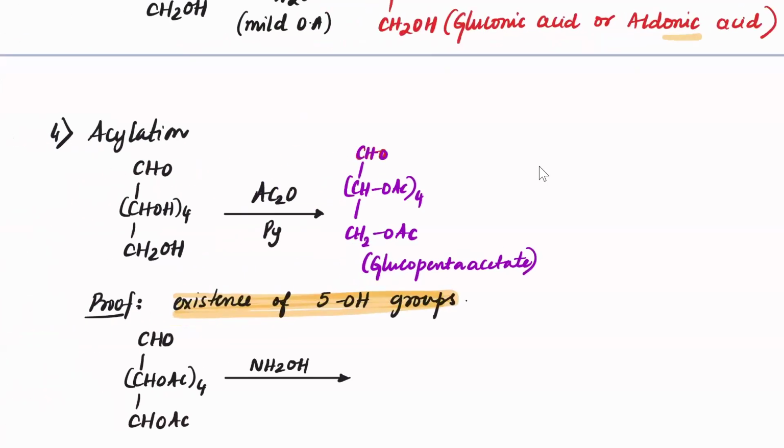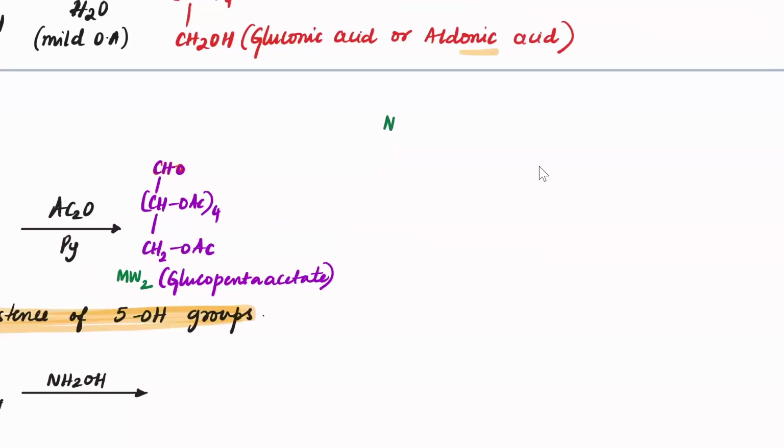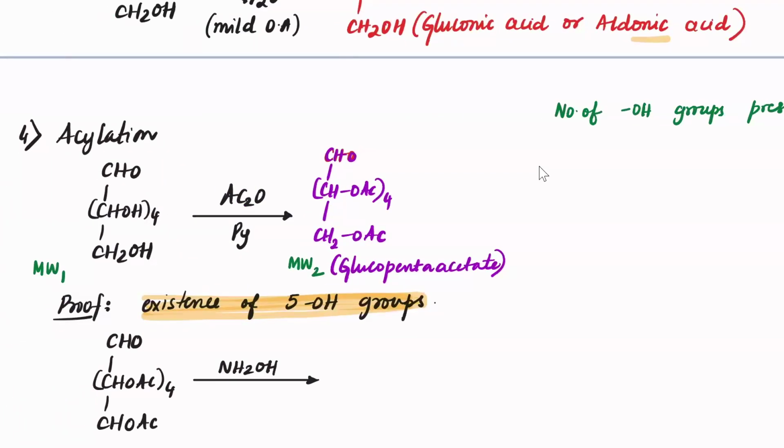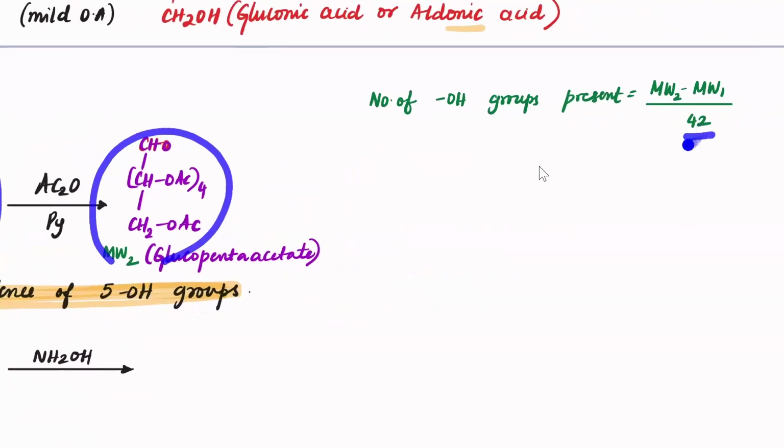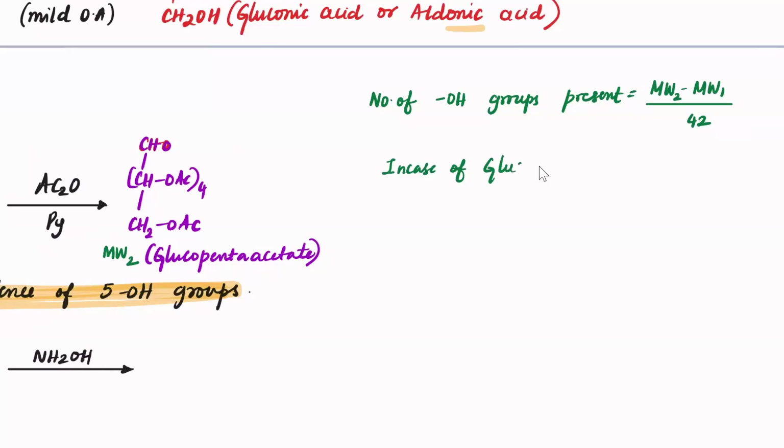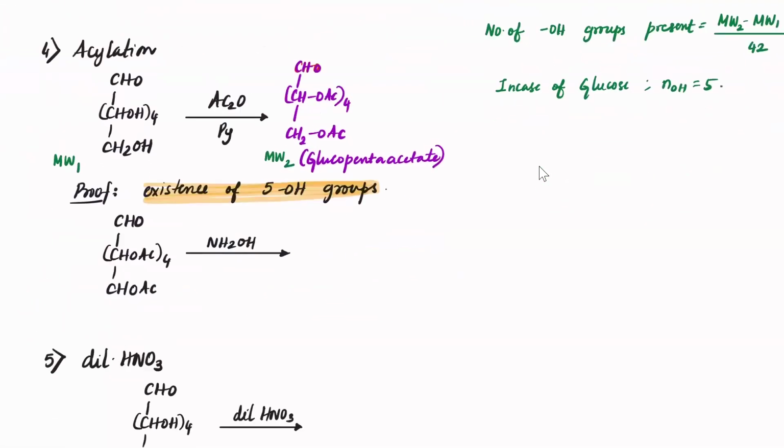Generally, suppose the molecular weight for this one is 1 here and the molecular weight is 2 here, then how do we figure out quantitatively the number of OH groups present? We will take the difference in the molecular weight, and for each acetate, the weight increase is 42. The molar mass increases by 42 when you remove hydrogen and put in acetate. So in the case of glucose, if you calculate that, this minus this divided by 42 will come out to be 5. In the case of glucose, the number of OH groups will come out to be 5. Okay. So this is about acylation.